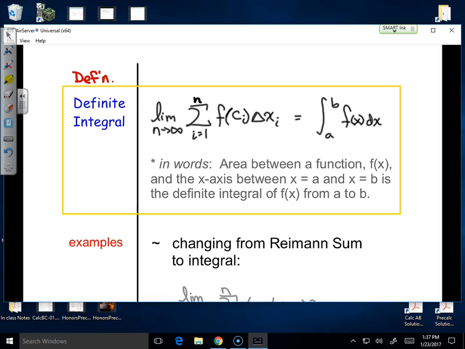In words. Why did I put it? Because it's important. You need to know what that definite integral stands for. The area between a function f of x and the x-axis between a and b is the definite integral from a to b. Now, I'm probably not going to ask this wording of you on a quiz.